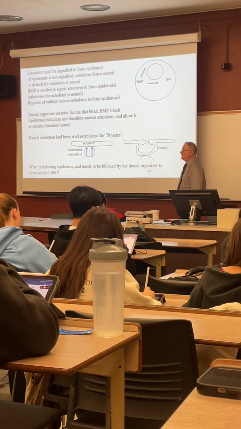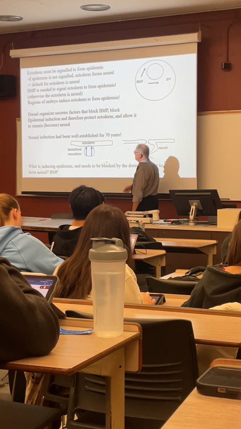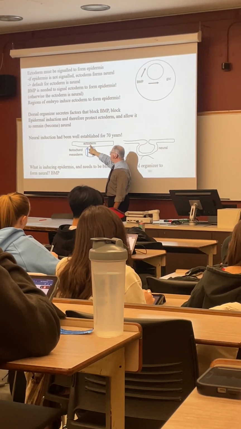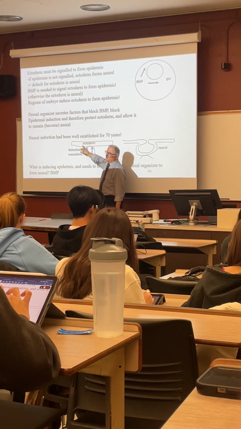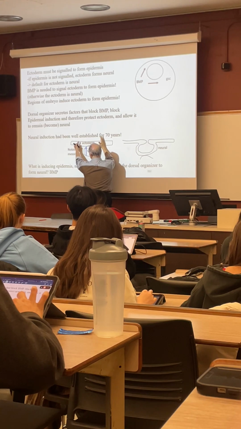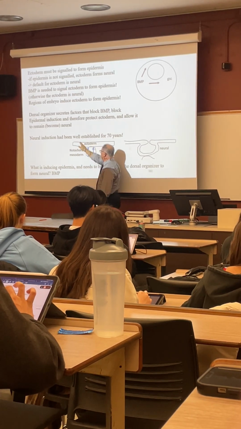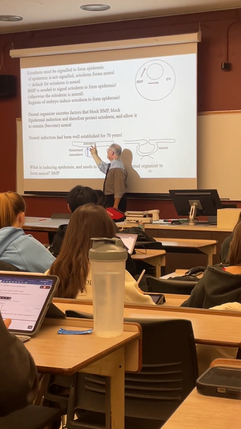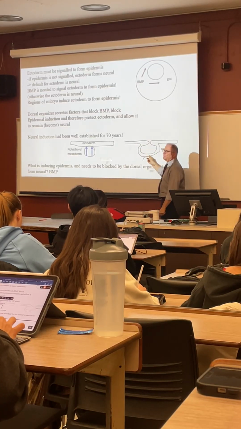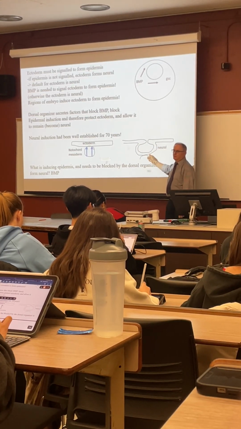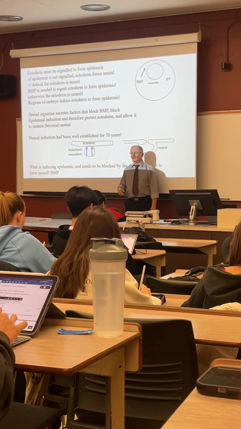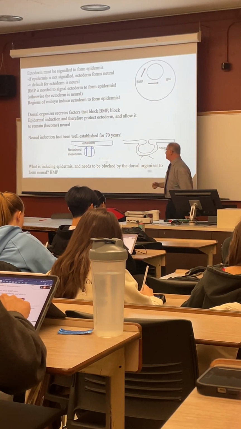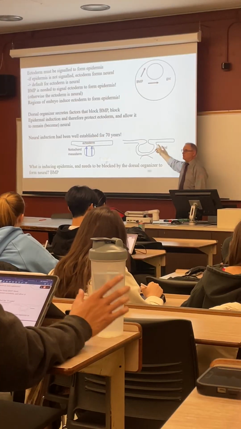It's going to form epidermis. The only place it doesn't form epidermis is right above the notochord. Right dorsal to the notochord, you're inhibiting BMP, so that region can become neural. So it's not so much that noggin, chordin, and follistatin are inducing neural; they're actually inhibiting BMP to allow neural to form.